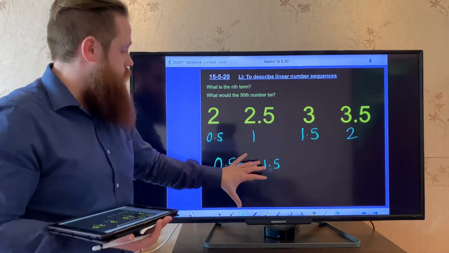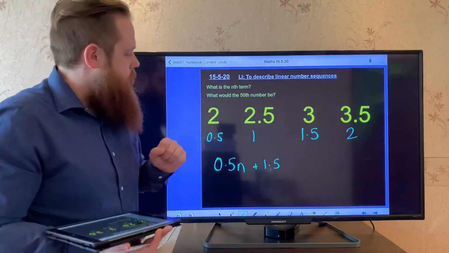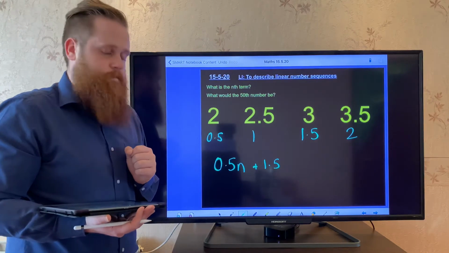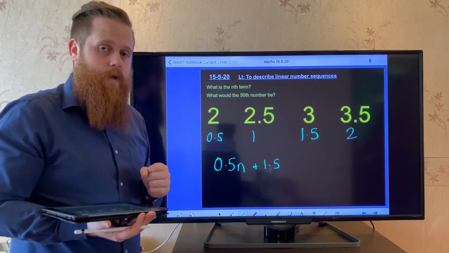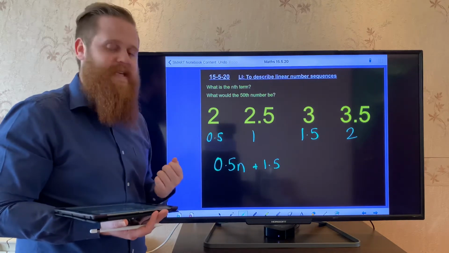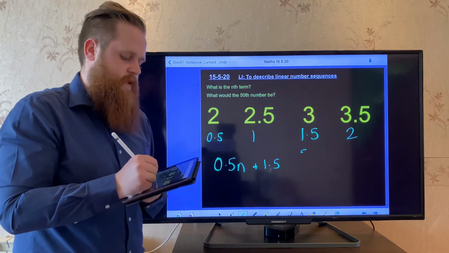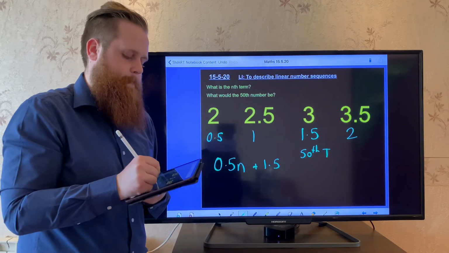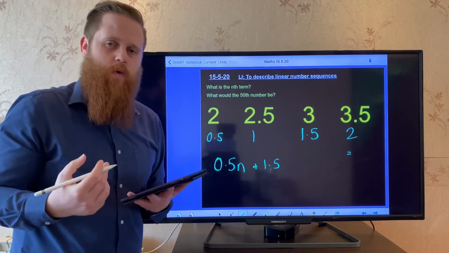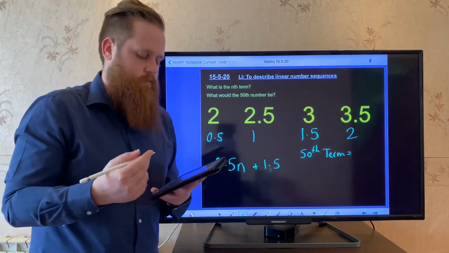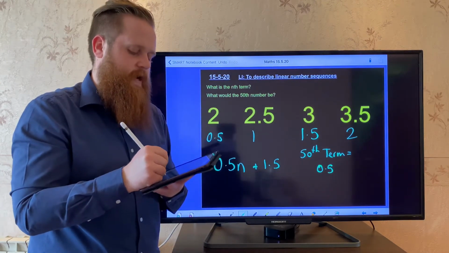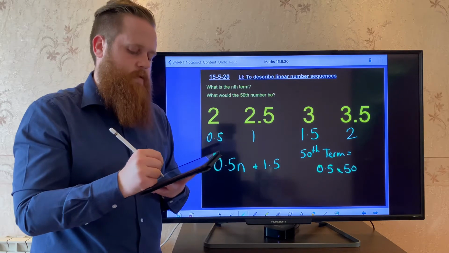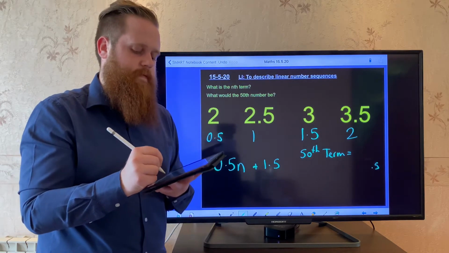That's the nth term, okay? So, how would I find the 50th number in this sequence? The 50th term. How would I go about that one? Well, I put my 50th term into my formula. So it's going to be 0.5 times 50 plus 1.5.